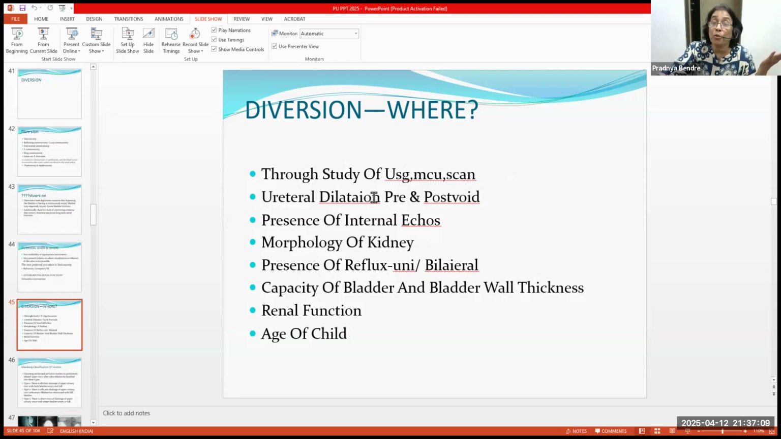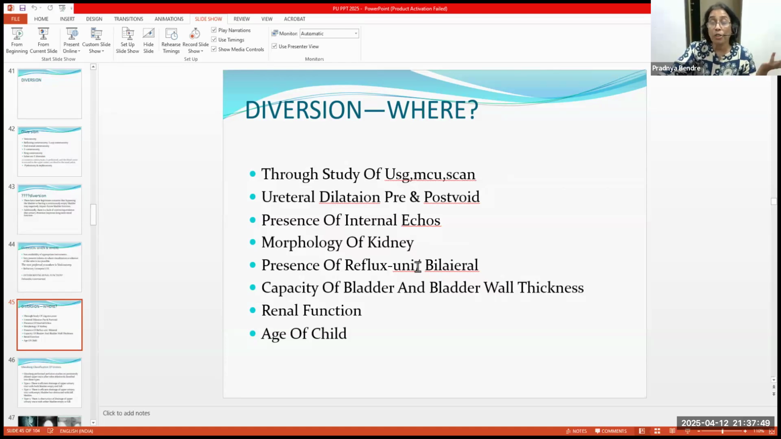And then you have to look for the ureteral dilatation. The more dilated the ureter, the more suitable that side is for the diversion. Then the presence of internal echoes. If one side is showing internal echoes and the other side is relatively clear, then we prefer to divert on the affected side. Presence of reflux. If there is reflux on one side, refluxing ureterostomy is quite popular, because that will not only drain the ipsilateral kidney, it will drain the contralateral kidney also, and that will maintain the bladder cycling also.